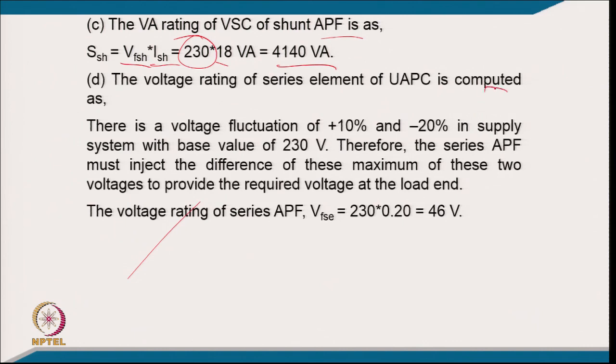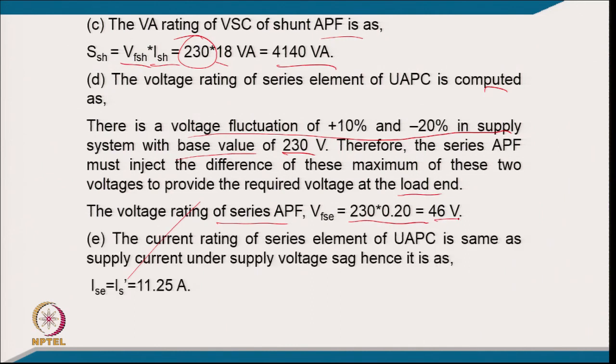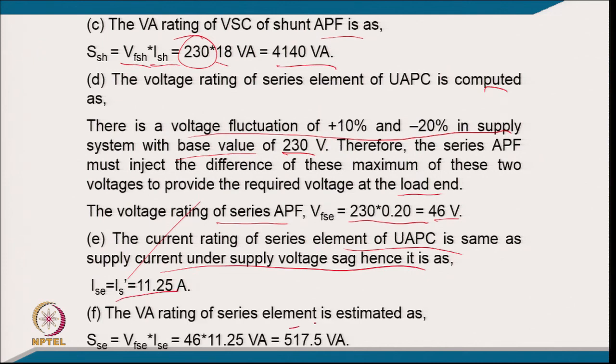So, for the voltage rating of the series element, there is a voltage fluctuation of plus 10% and minus 20% in the supply system with the base value of 230 volt. Therefore, the series active filter must inject the difference of the maximum of these two voltages to provide the required load voltage. So, the series voltage rating will be for 20%, the maximum sag. So, that is 230 into 0.2, which is 46 volt, and the current rating of the series element is the same as the supply current. So, that is your 11.25 ampere. So, the VA rating of the series element is your voltage multiplied by the current. So, this is the voltage rating, this is the current rating. So, the VA rating comes 517.5 VA.